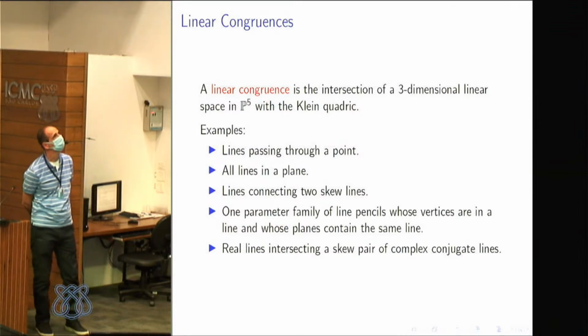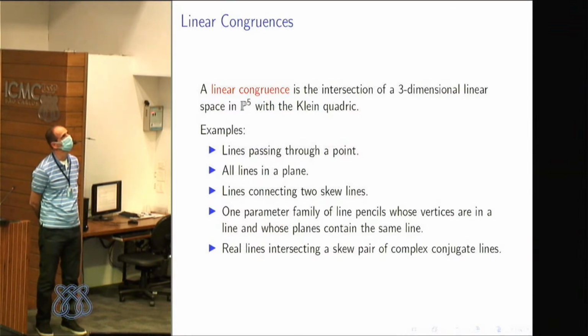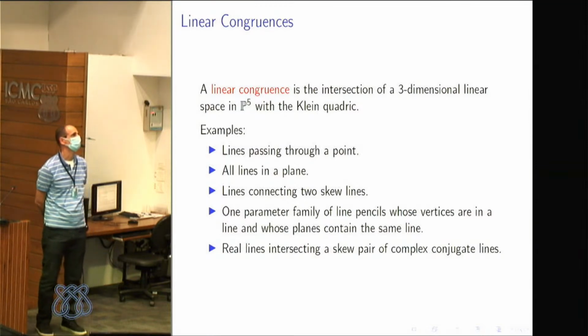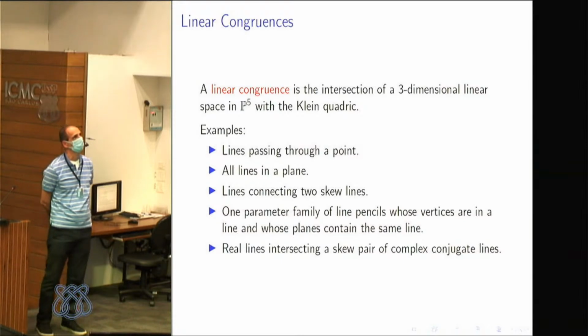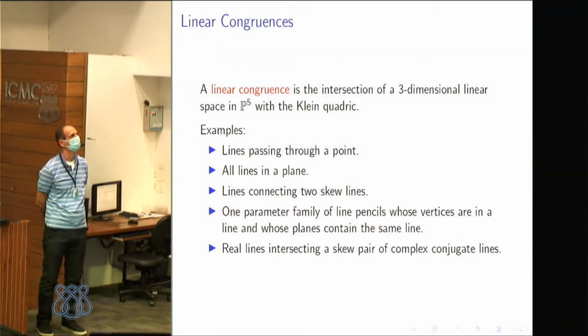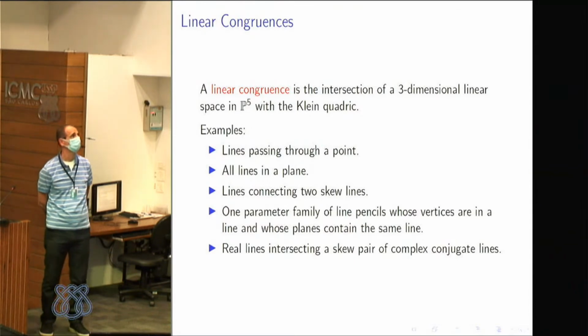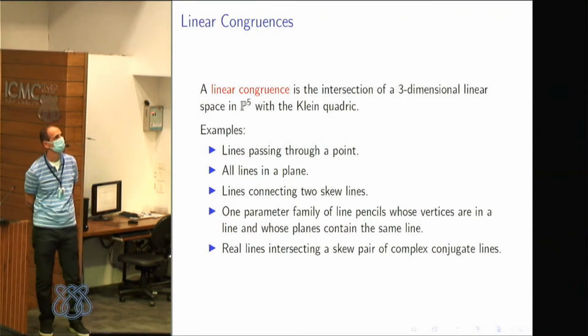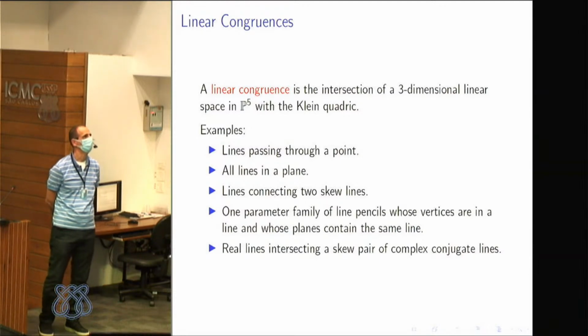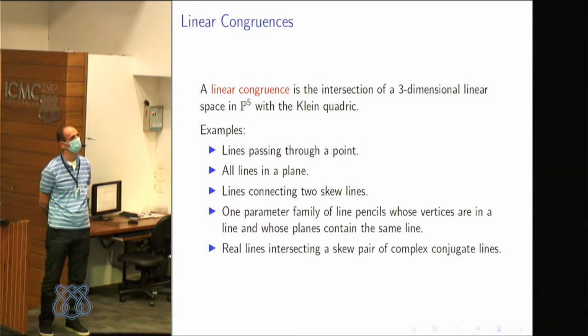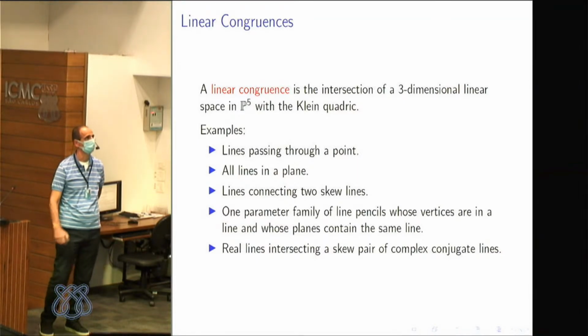What are linear congruences? A linear congruence is the intersection of a three-dimensional linear space in P5 with the Klein quadric. Some basic examples are lines passing through a given point, all lines in a plane, lines connecting two skew lines, a one-parameter family of line pencils whose vertices are in a line and whose planes contain the same line, and real lines intersecting a skew pair of complex conjugate lines.